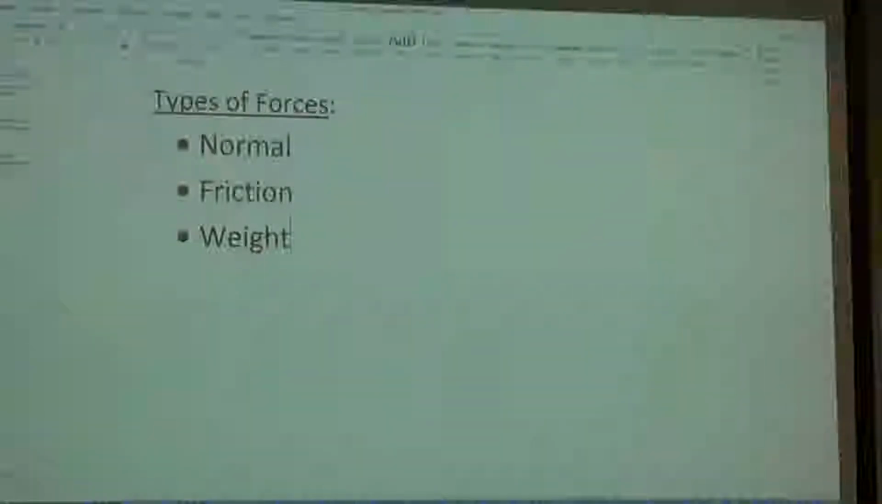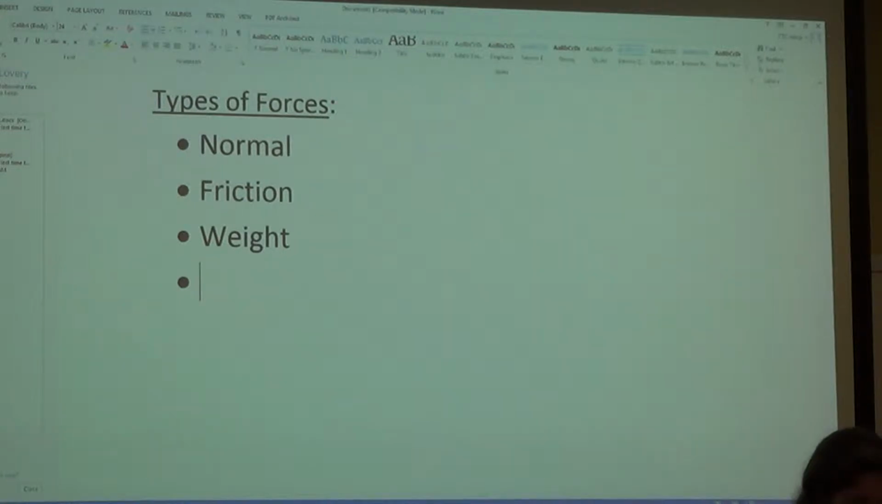If we're given masses, we're converting it right away to get our weight. Okay? We don't talk about the mass of each one of us, right? We talk about the weight of each one of us. Okay, normal, friction, weight, what else? Tension. Nuclear, magnetic, electrical? No, just regular physical loads like this, not electrical loads.